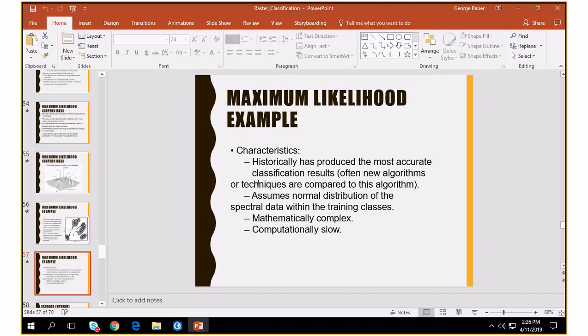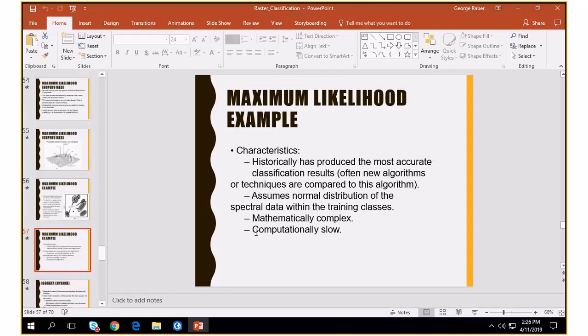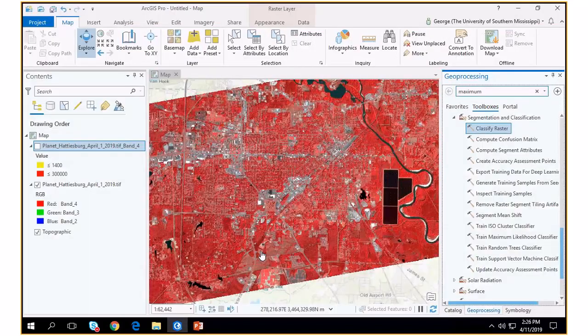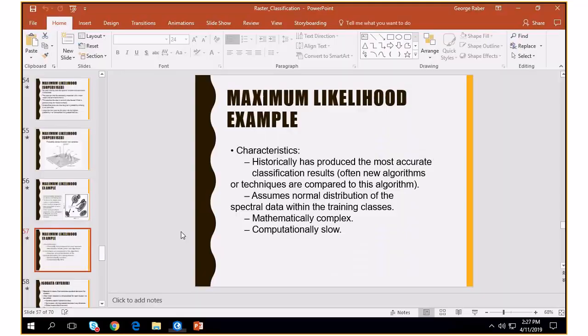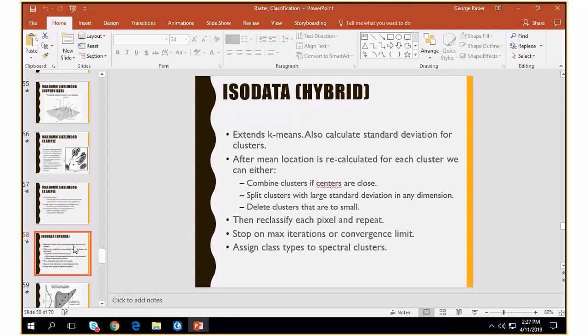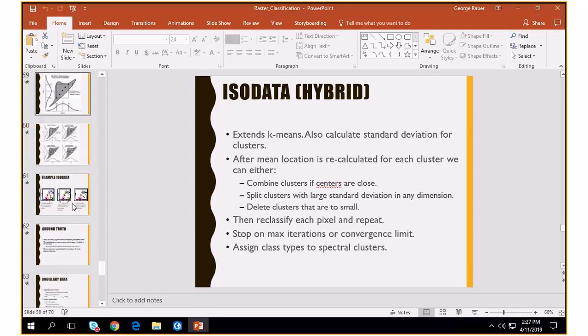Okay. All right. It is a little more mathematically complex, but on today's computers, it runs fairly quickly. You'll be fine operating on this. I think it's a 130 megabyte data set that I downloaded from Planet. Okay, talked about ISO data now.